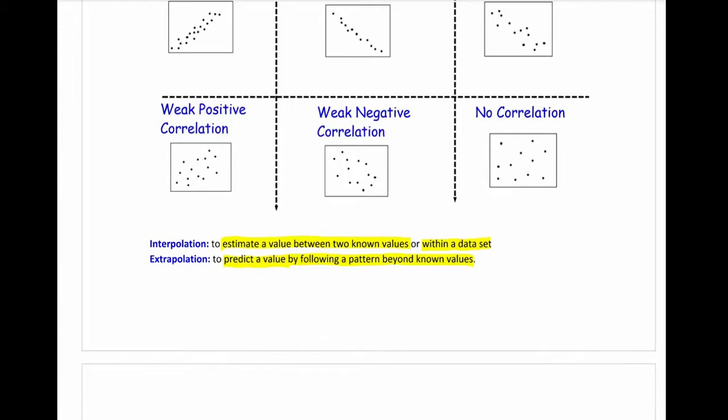So again, that's why we're predicting when we're talking about extrapolating beyond the values that we know. It's a prediction because we're not sure if the trend is going to continue beyond the data we've collected. Interpolation, going back to it, is an estimate because we're fairly confident that we know what the trend is within the data we've collected.